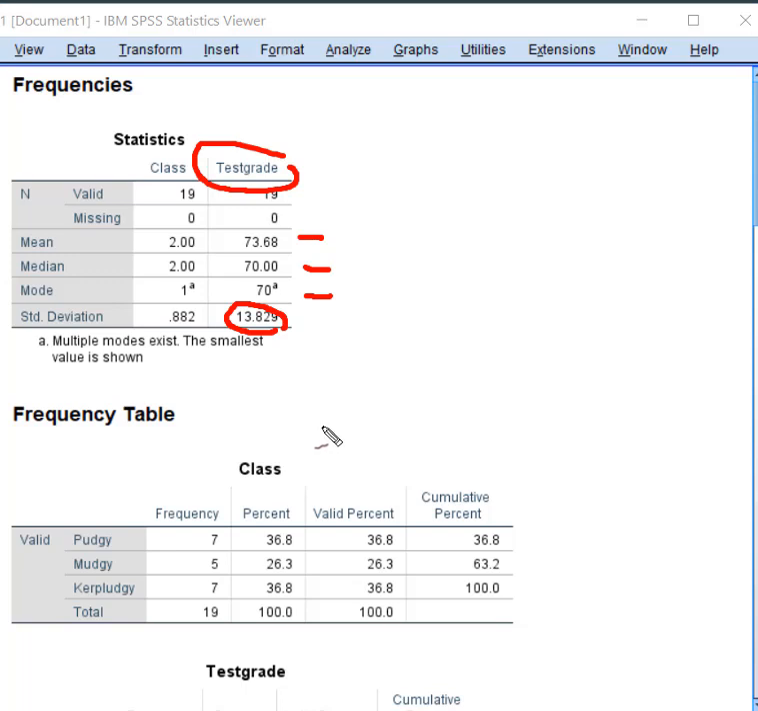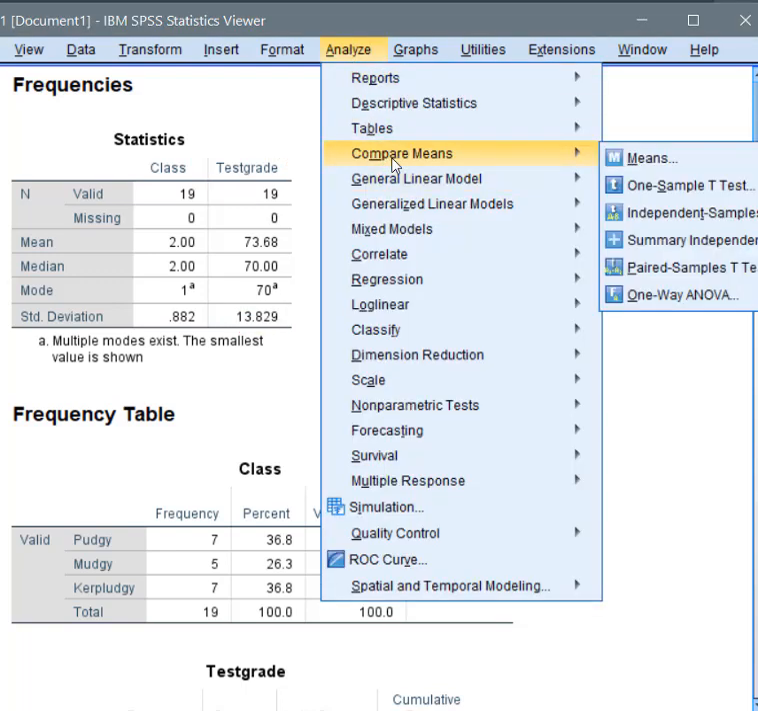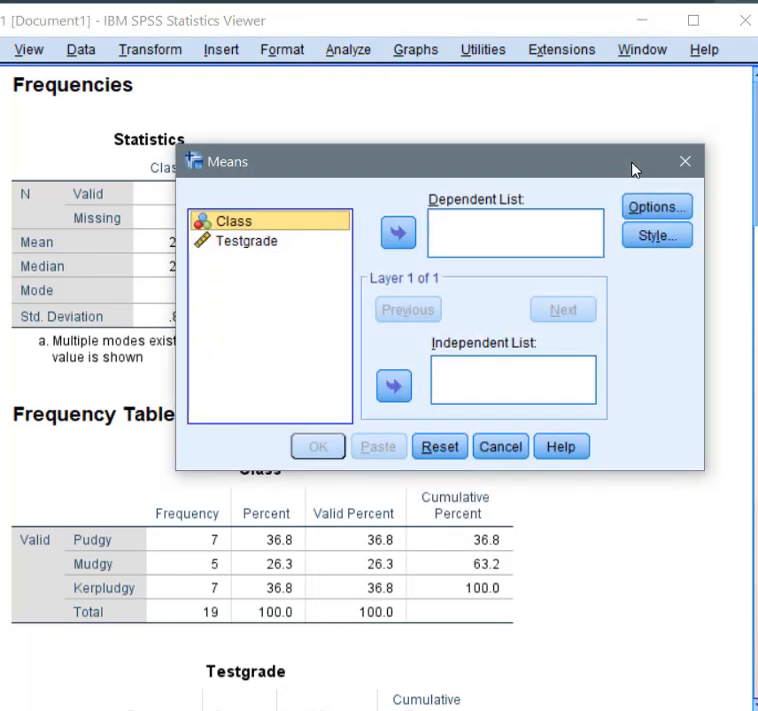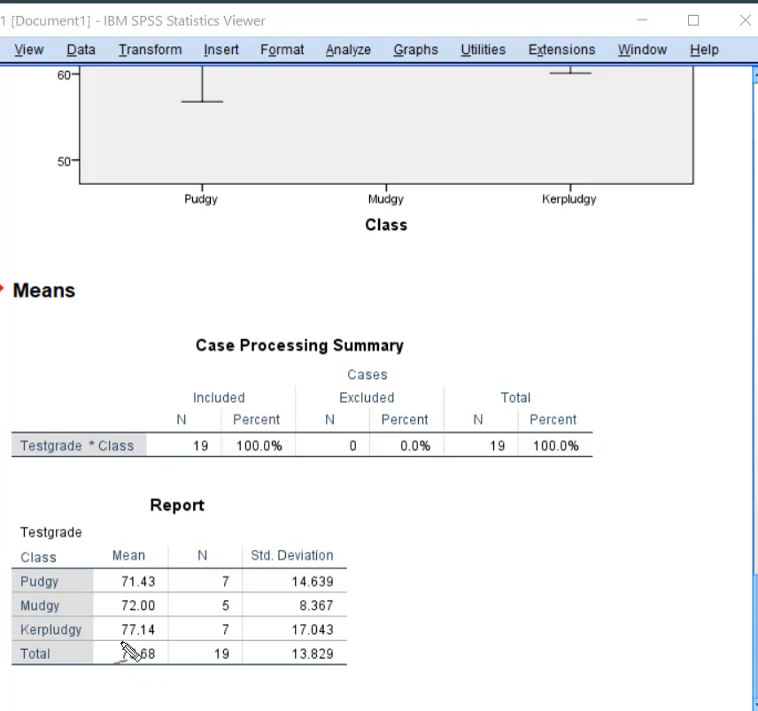Okay, B5 says now use compare means to compare the three classes, report the mean and standard deviation. So I'm going to go up to Analyze, I'm going to go down to Compare Means and over to Means. And now I'm going to treat class as my independent variable and test grade as my dependent. And I'm going to hit OK. And now you should see I got down here the three different classes, Pudgy, Mudgy, and Kerpludgy, and I got the means for those three and the standard deviations for those three.